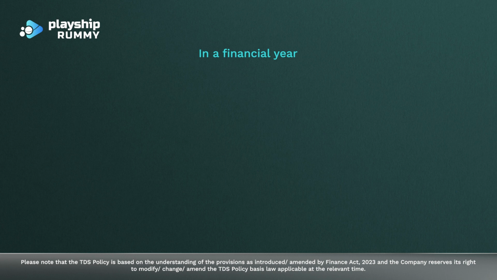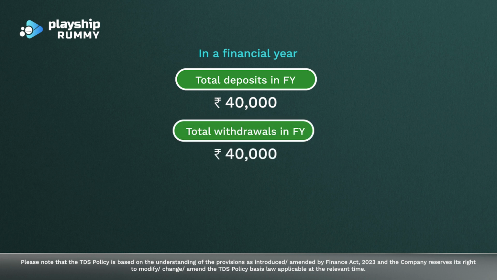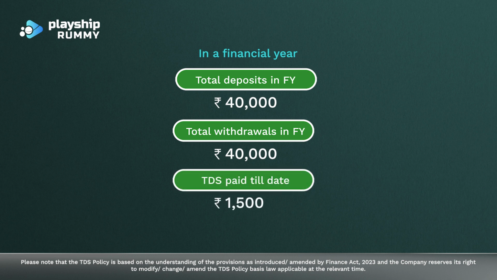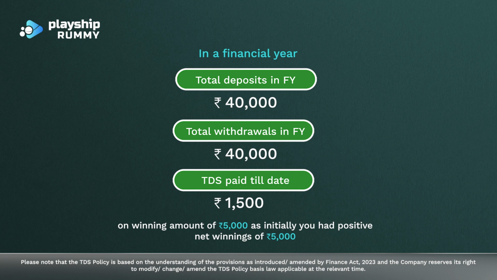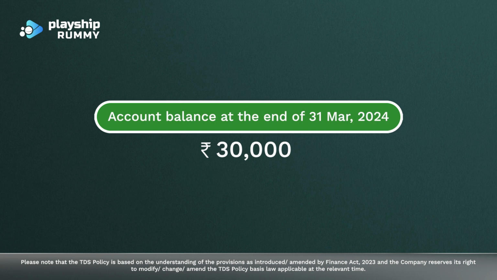For example, assume in a financial year, your total deposits in the financial year is equal to rupees 40,000. Total withdrawals in the financial year is equal to rupees 40,000. TDS paid till date, that is on winning amount of rupees 5,000, as initially you had positive net winnings of rupees 5,000, is equal to rupees 1,500. Account balance at the end of March 31st, 2024 is equal to rupees 30,000.